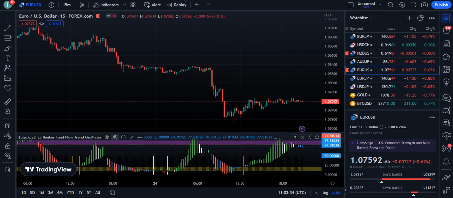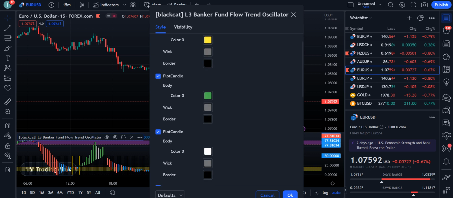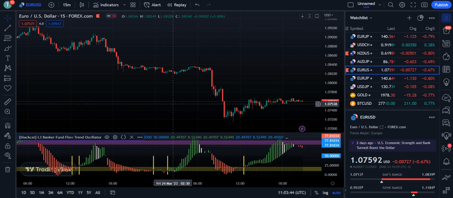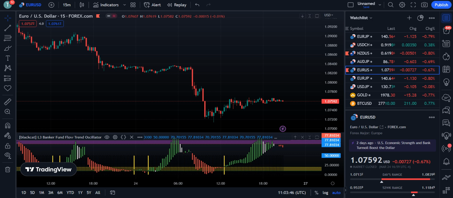Now we will go into the adjustment of this indicator, and you have to simply uncheck this plot candle that is above these levels. So click OK, and it is set according to our requirement, right?